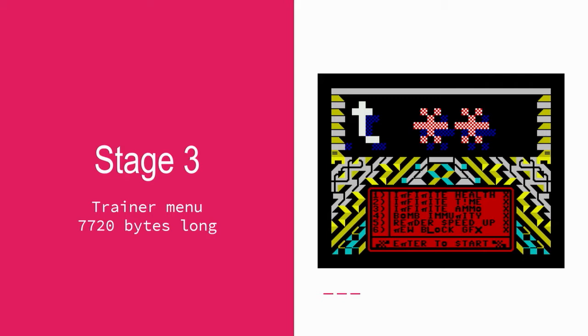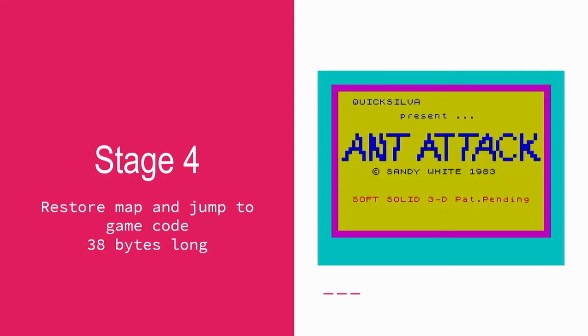So at this point, we choose our cheats. We hit enter to start. The trainer engine will go away and install those cheats. We're still not quite finished. We've still got to get back to the main game. And at the moment, the map doesn't exist anymore because we compressed it. So there's one last stage to this, which is stage 4.